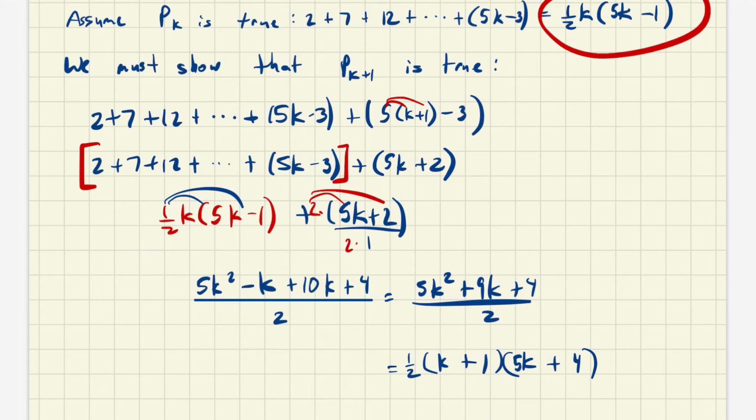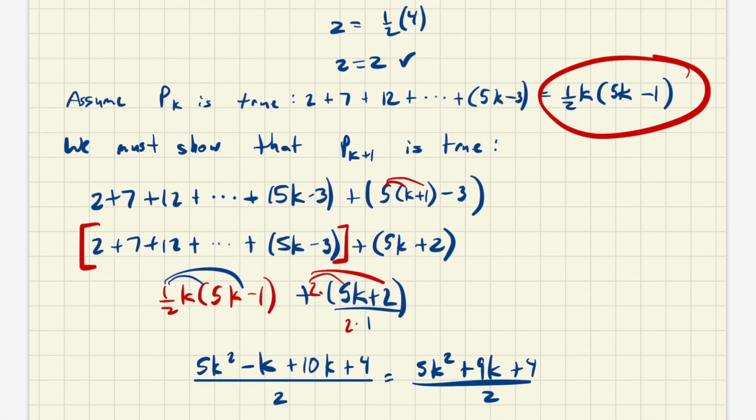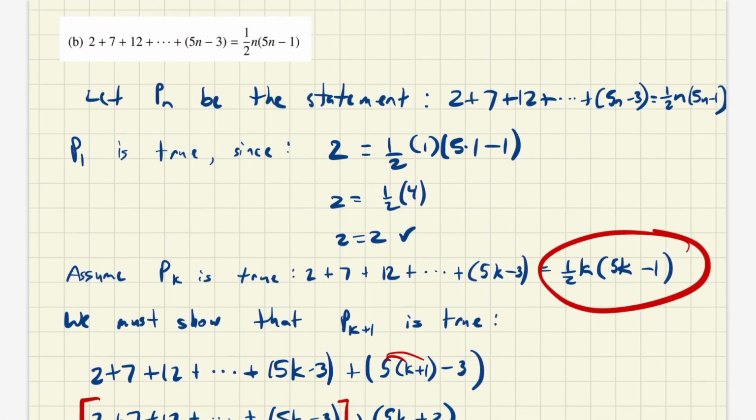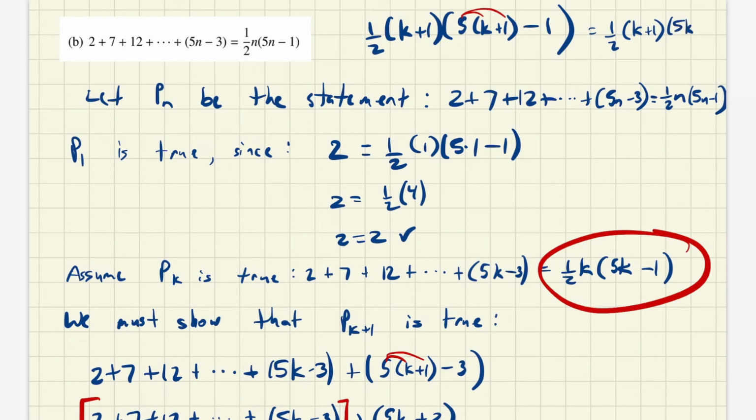because if you substitute the k plus 1 into here, you're going to get 1/2 (k plus 1)(5(k plus 1) minus 1). I'm just replacing the n's with k plus 1's, and then distribute and combine like terms. You should get 1/2 (k plus 1)(5k), and that's going to be 5 minus 1, which is 4. So as you can see, this is what we were trying to get on the right side, and sure enough, we did get that. So that concludes the proof.